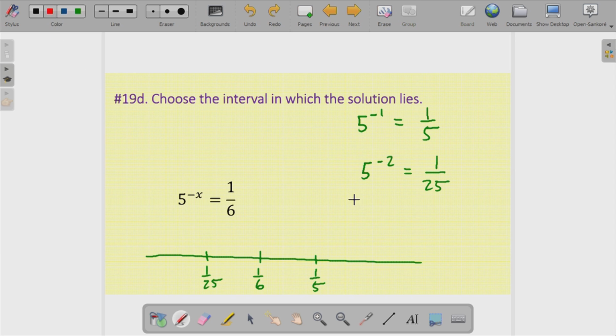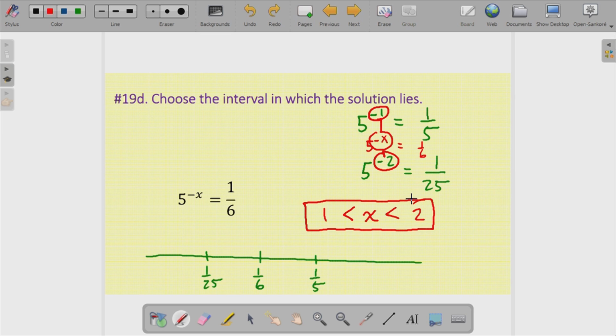All right, so let's see. We have 5 to the power of negative x is 1/6, which is in between these two values. And so negative x is in between -1 and -2, which can only mean that x is in between 1 and 2. And that completes our discussion of problem 19.